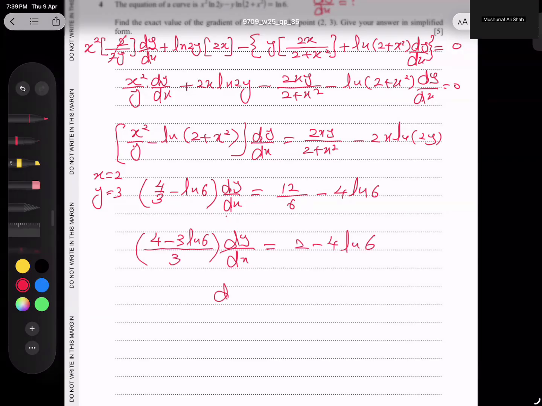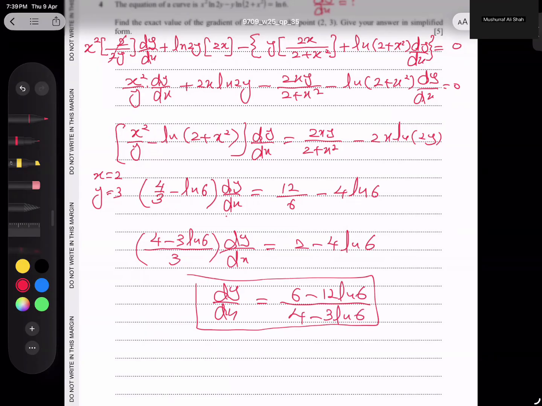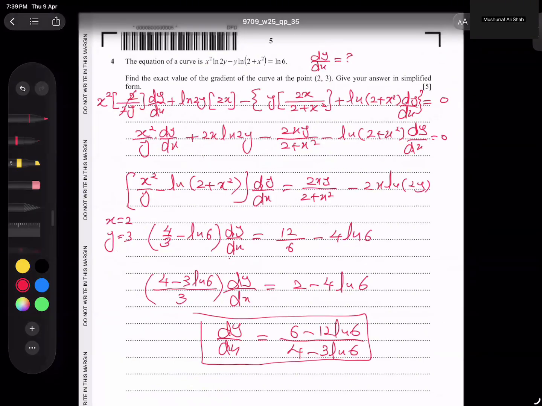Now, students, what to do? Final step, I'm writing. So 3 multiplies there. For both values, 3 twos are 6 and 3 fours are 12. And this completely goes down, and I get here 4 minus 3 ln 6, which is our required answer. And I hope the concept of the question is completely clear.